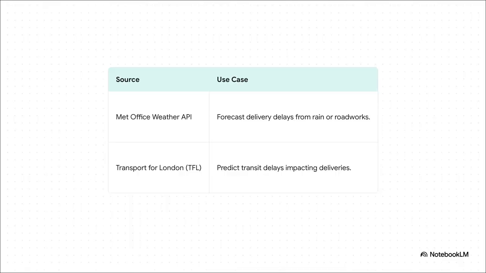For Hungry Now, this is a total game changer, right? They can plug directly into a live weather API, let's say from the Met Office. So now, when the forecast shows heavy rain coming, they can get ahead of it. They can automatically adjust those delivery ETAs, alert their drivers, and, most importantly, let the customer know. Suddenly, you're not getting angry calls about late, soggy pizza. You're proactively managing the situation.